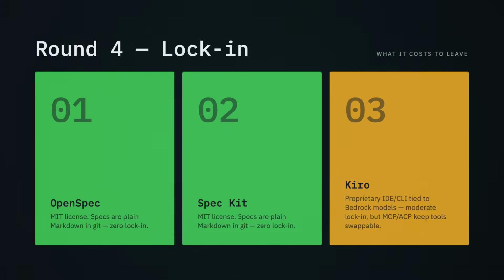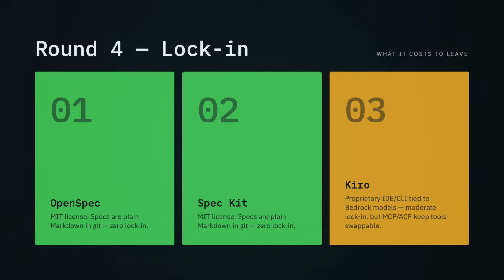Round 4. Lock-in. What it costs you to walk away. OpenSpec and GitHub Spec Kit land in the same place. Zero lock-in. Both are MIT licensed. Both store specs as plain markdown files committed to your repository, and both can be read by any tool or any developer with no special software required.